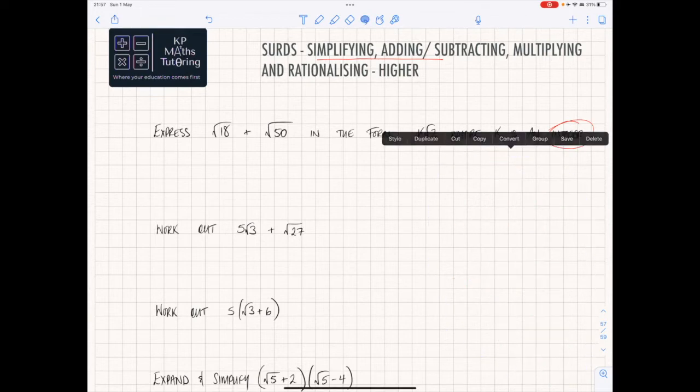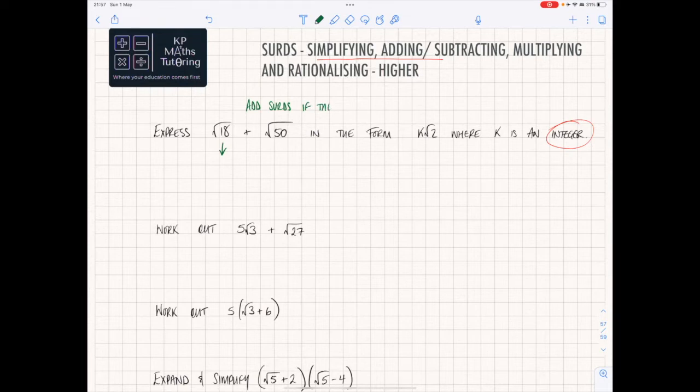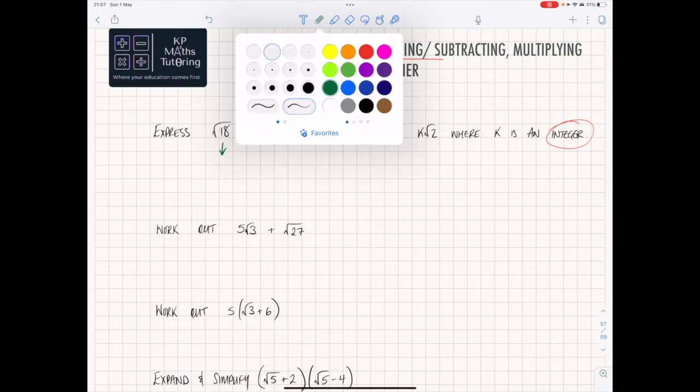Okay, so if we then look at this question that we've got here, root 18, we can only add surds together if they are the same. So you can only add surds if they are the same. Now what I mean by that is, if they're both root 2 plus root 2, or root 3 plus root 3. It's like having x and x's. You can only add x's together, you can't add x and y.